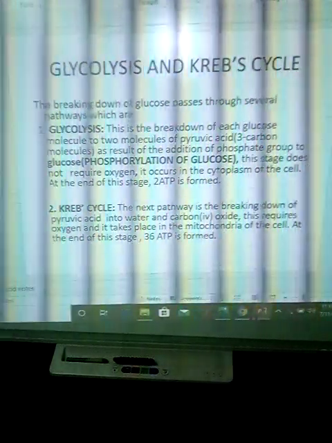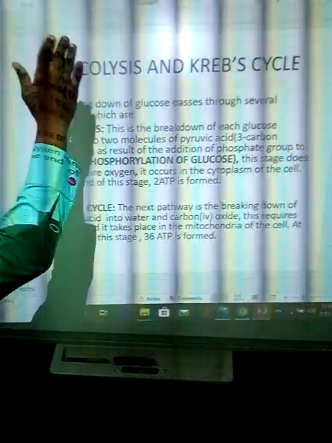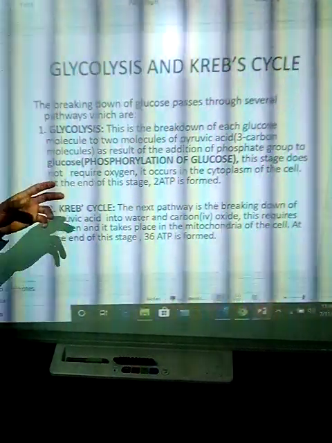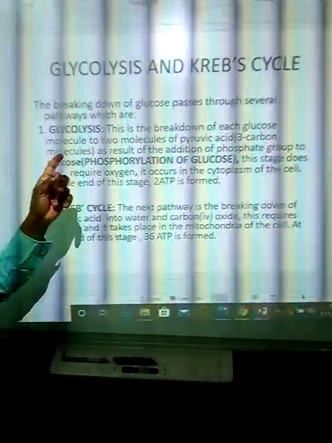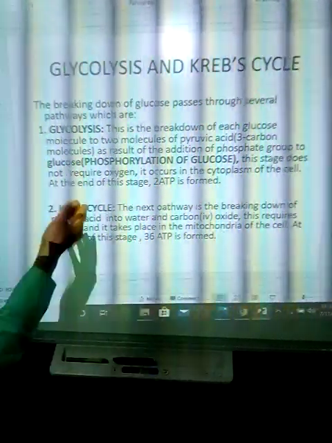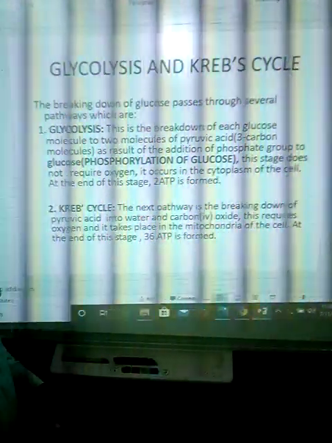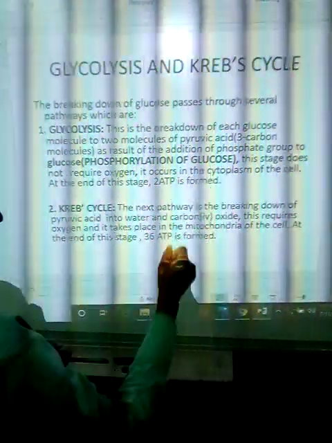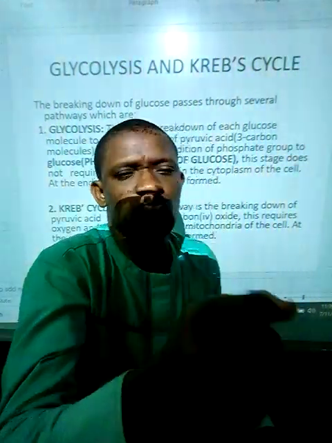Now, what is glycolysis? Glycolysis is the combination of two words. Glyco means glucose, lysis means split. So it is the breakdown of each molecule of glucose to two molecules of pyruvic acid. Pyruvic acid is a 3-carbon molecule, or 3-carbon acid, as a result of the addition of a phosphate group to glucose. When a phosphate group is added to glucose, you say phosphorylation of glucose. Phosphorylation is defined as the addition of a phosphate group to a compound.